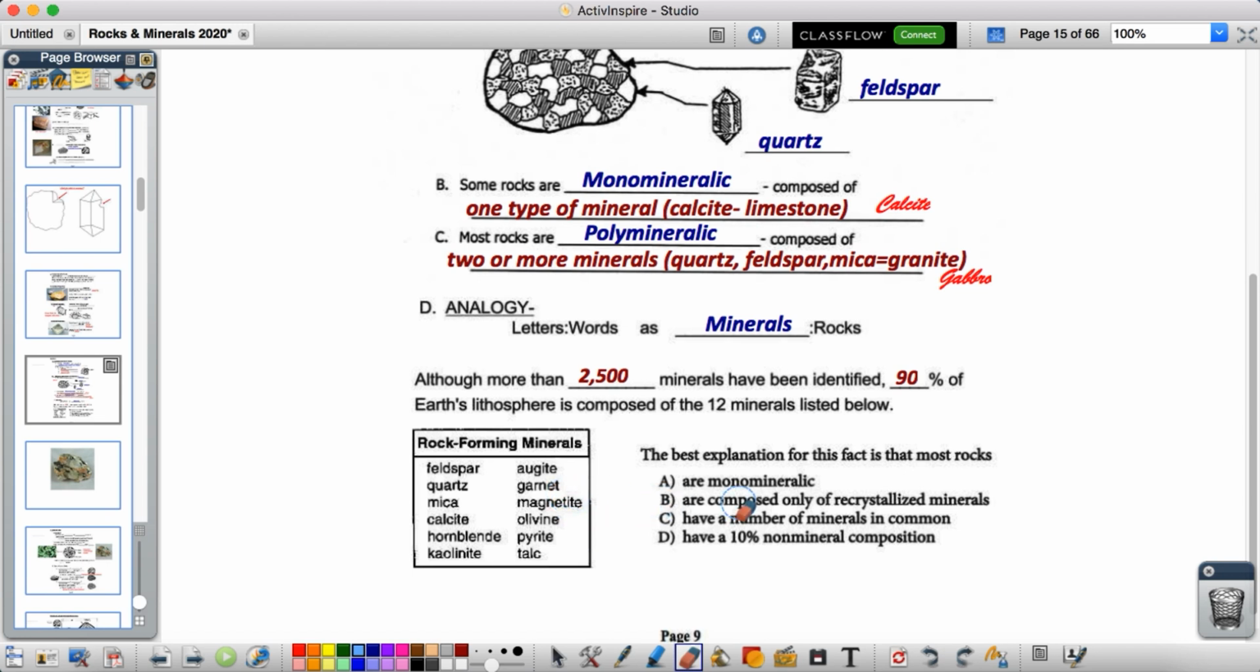Okay? Now, the best explanation using these terms, the best explanation for this phenomenon is which of these 4. Check out the 4 answers, and I am going to make this one count, so circle your best answer here. Okay, so the best explanation for this is that most rocks have a number of different minerals in common. It's the only explanation that works here.